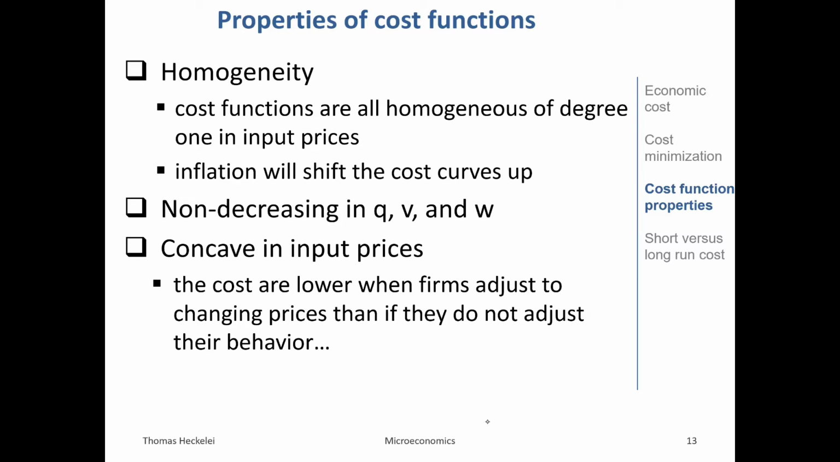And it says that the costs are lower when firms adjust to changing prices than if they do not adjust their behavior. What does that mean? It's not so obvious as the former two properties, right? But I'll show you.